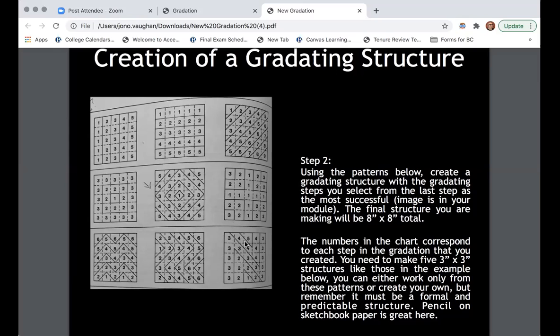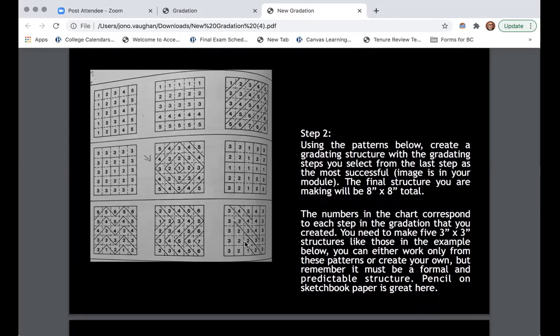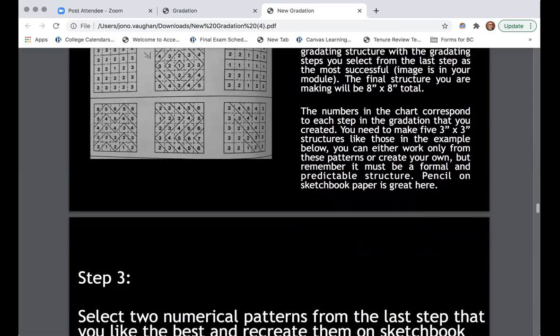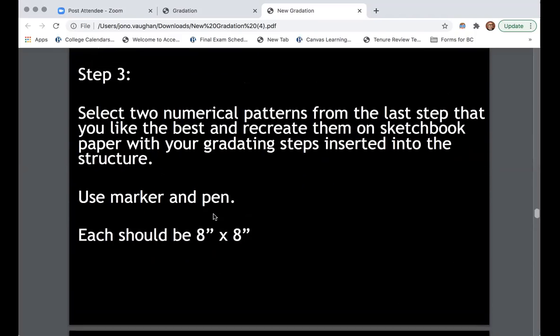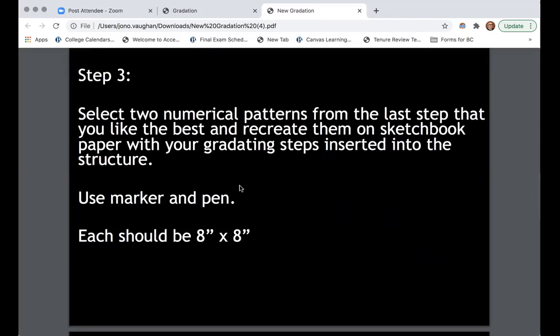So you're going to look at these, you're going to pick 3 of them that you like, and you're going to recreate them just with numbers, okay? Just with numbers so that you can understand what the pattern is. And once you've done that, you're going to take the numbered patterns that you liked and familiarized yourself with by using the numbers, and you're now going to recreate them, but you're going to insert your 5 gradation steps, okay? And these are each going to be about 8 inches by 8 inches, and again in the sketchbook.